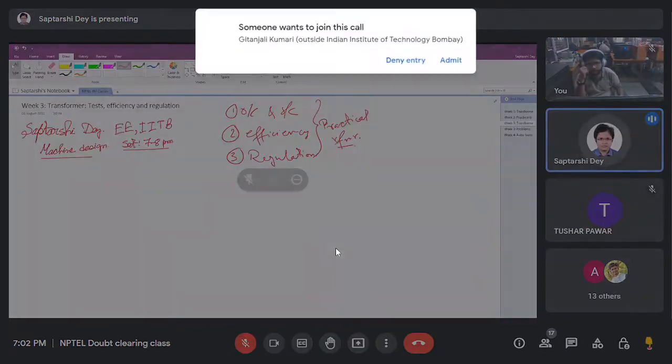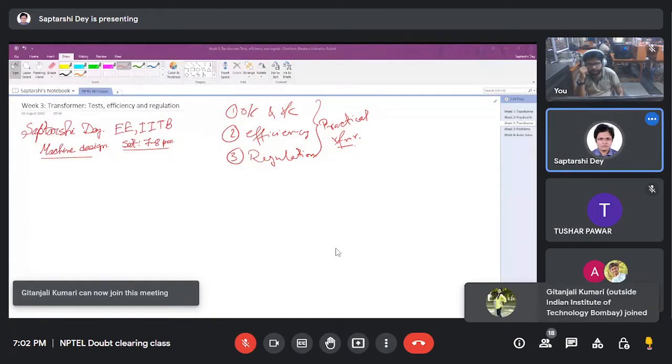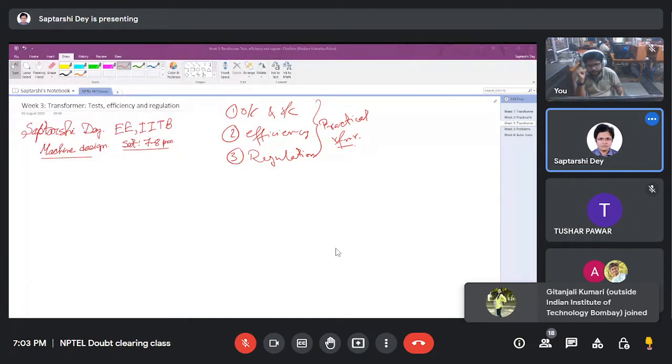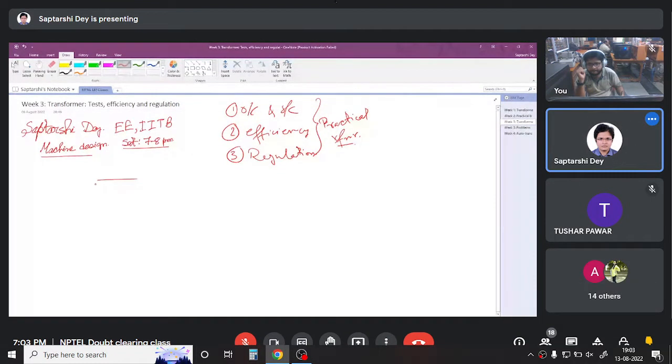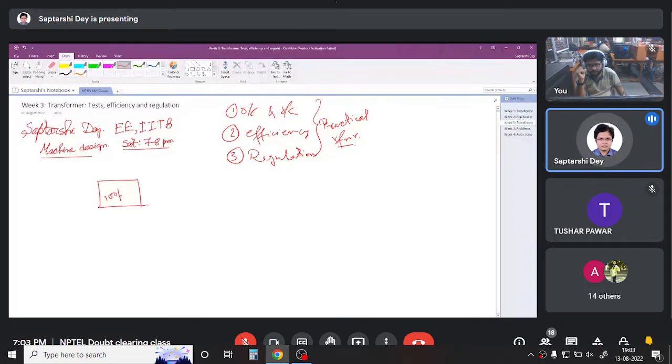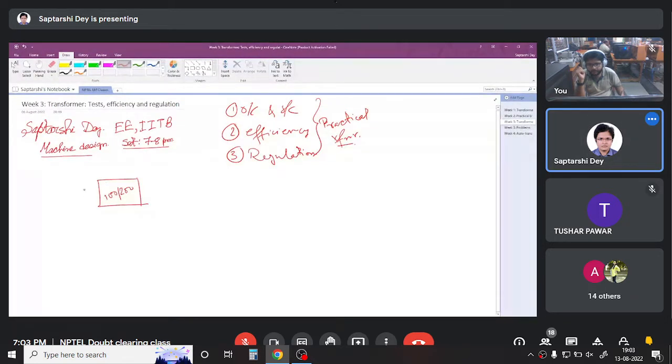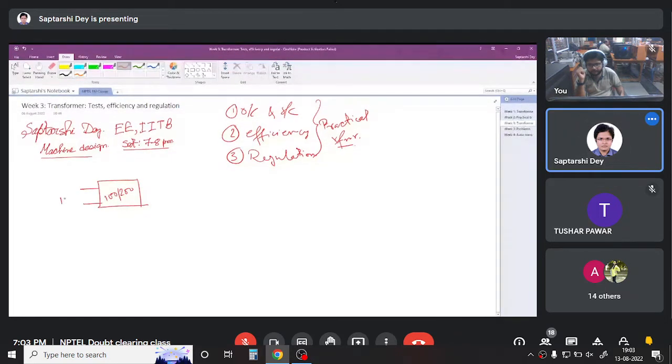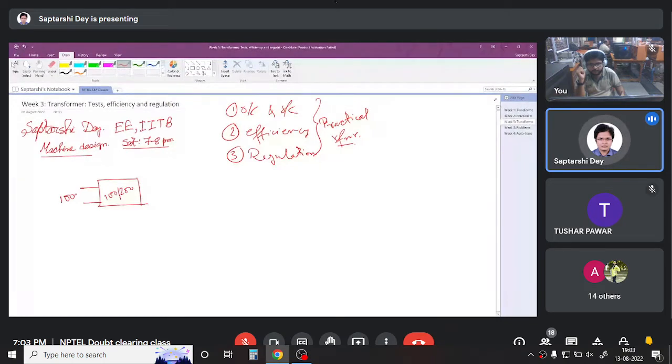I'd like to ask you one question. There was a transformer which is rated for say 100 by 200 volt, and it is getting its rated supply of 100 volt at rated frequency. Now, when the secondary is open, how much voltage do you expect? This is a practical transformer.